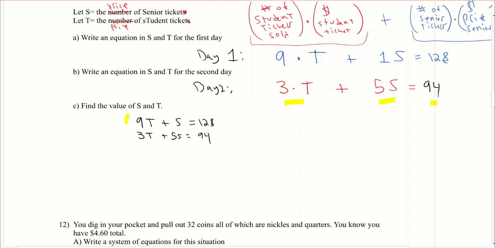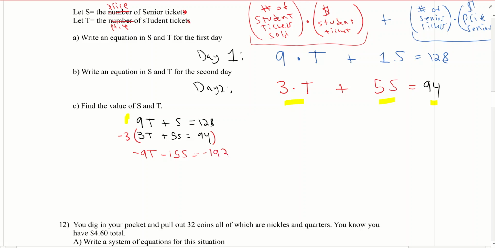And remember, with elimination, we're trying to multiply by something so that we have the same number but opposite signs. And so in this case, if I multiply the bottom equation by -3, then I'll have -9t, which will add nicely with the other one. So let's multiply. We get -9t minus 15s equals -3 times 94, which is going to be -192.